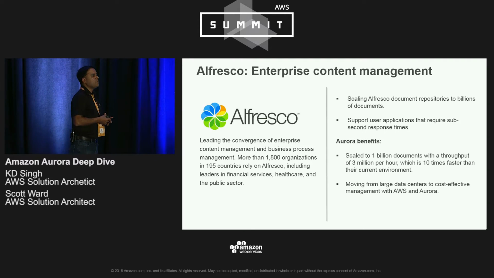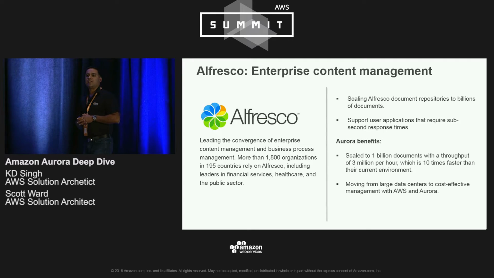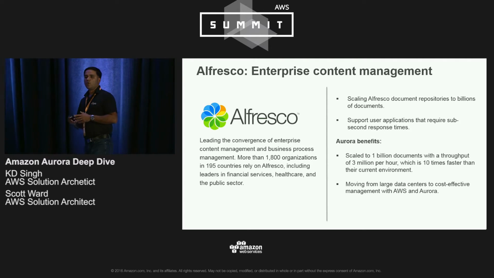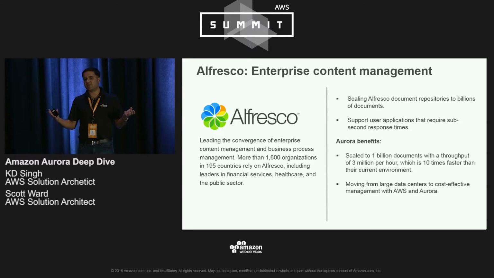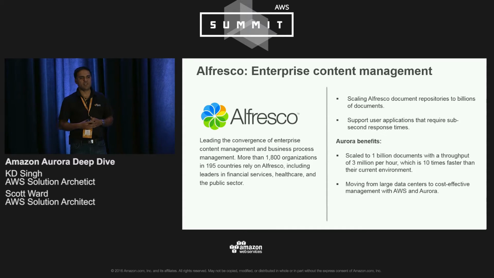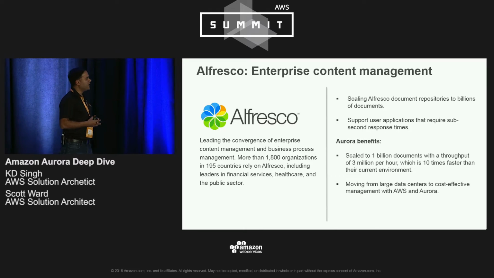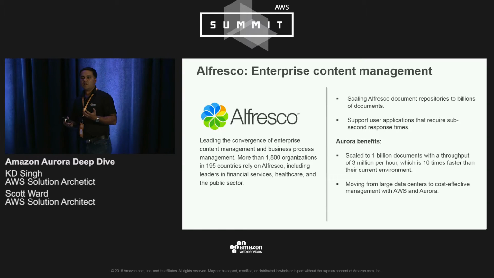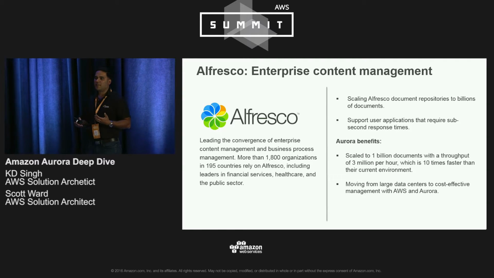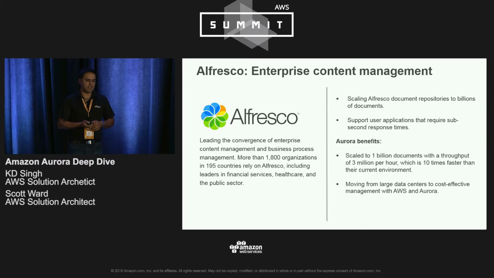And the last one is Alfresco, which is an AWS partner in the enterprise document management space. For them, it was all about scaling. They wanted to scale to over 1 billion documents, and even at that big scale, they wanted a sub-second response time for user requests to these documents. So they leveraged Aurora, and they were able to scale to 1 billion documents with a throughput of 3 million documents per hour, which was 10 times better than the performance they were getting in their existing setup. And they are migrating from big data centers to leverage Aurora now.